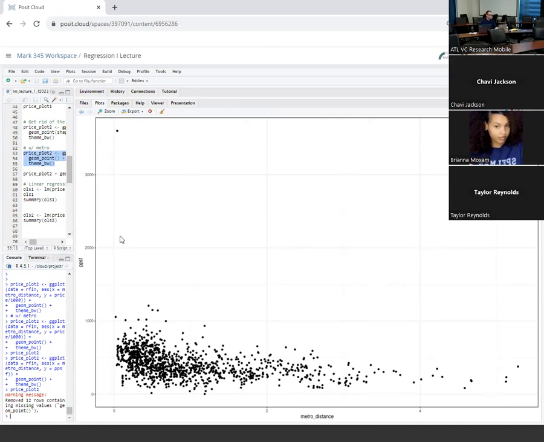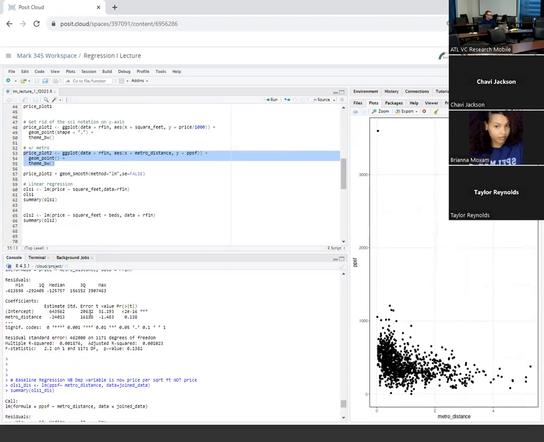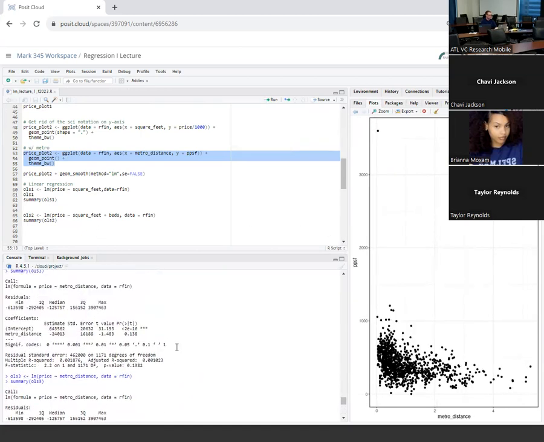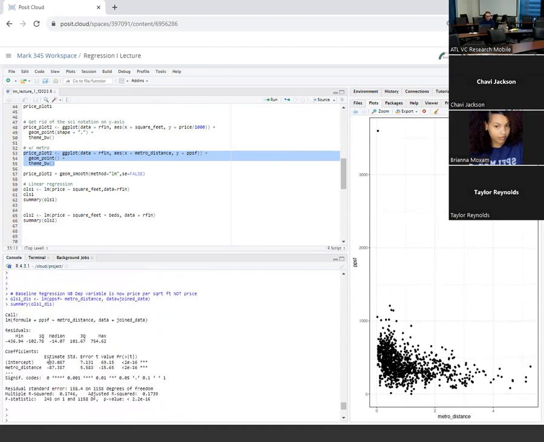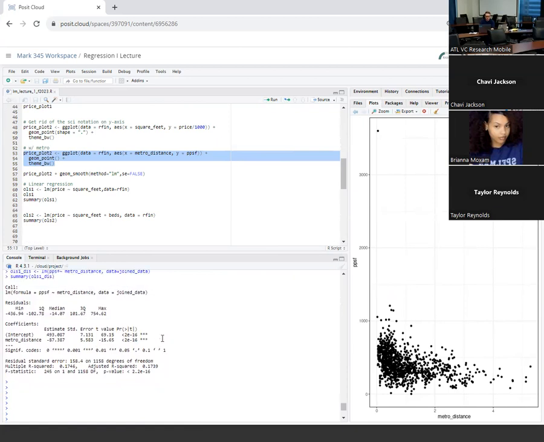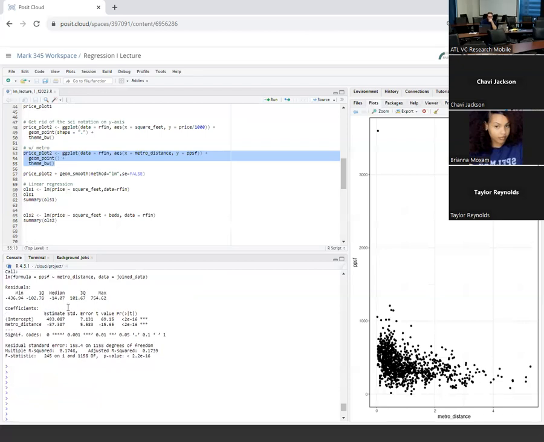And that's why there's something about the relationship where we're at least getting something with prices. We didn't get anything when we were just looking at prices, but we're getting a relationship with price per square foot where we weren't getting it with regards to just prices.